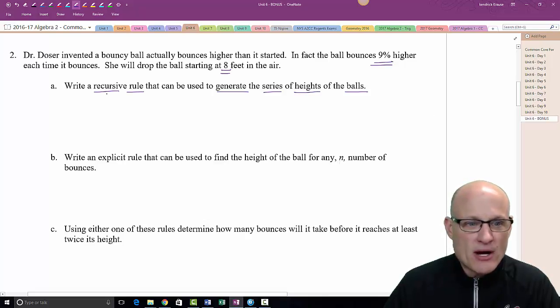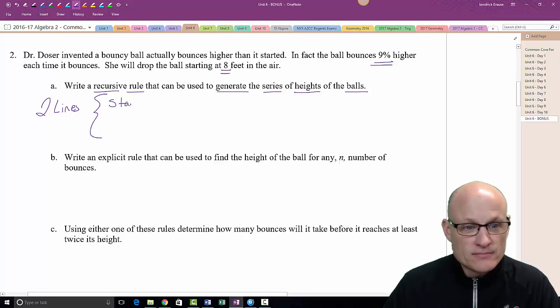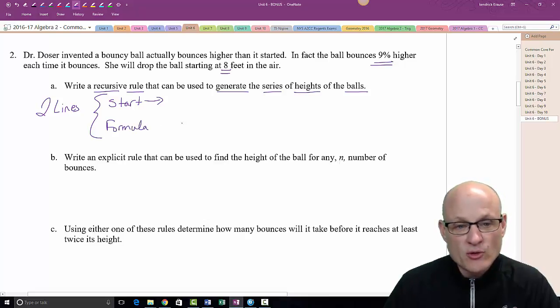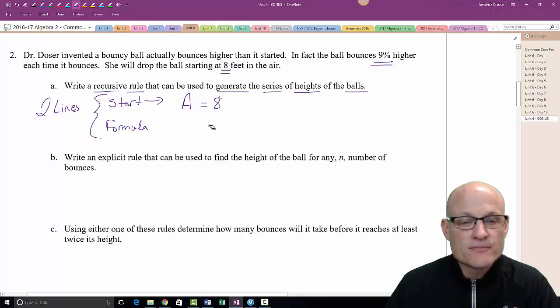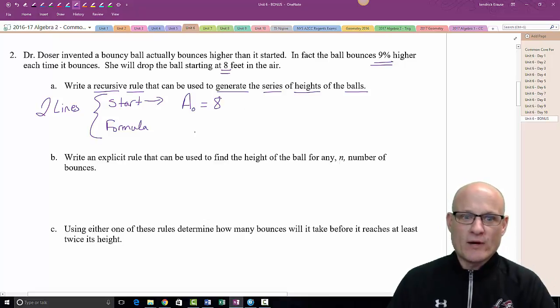So the thing you have to remember about recursion is you're going to need two lines. One is your start point, and then the second one is your formula, or your sequence. So we're going to give it a start point. Now, this is pretty easy. A sub 1 equals 8. I should actually use a sub 0. It doesn't matter. 8. There you go. That was the hard part.